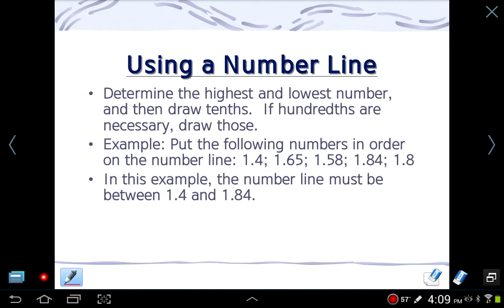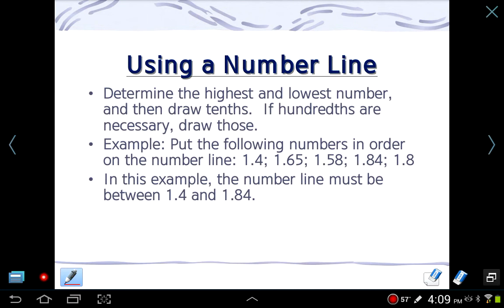Another way to compare and order decimals is to just use a number line. So determine the highest and lowest number and then draw tenths. If hundredths are necessary, draw those and keep going. You probably don't want to go any higher than hundredths because it gets really, really complicated if we have to draw smaller and smaller units in there.